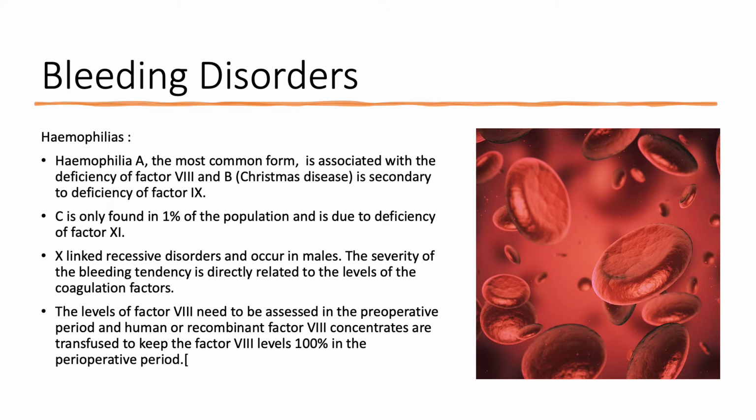The severity of the bleeding tendency is directly related to the levels of the coagulation factors. The levels of factor 8 need to be assessed in the preoperative period, and human or recombinant factor 8 concentrates are transfused to keep the factor 8 levels at 100% in the preoperative and perioperative period to reduce the bleeding.